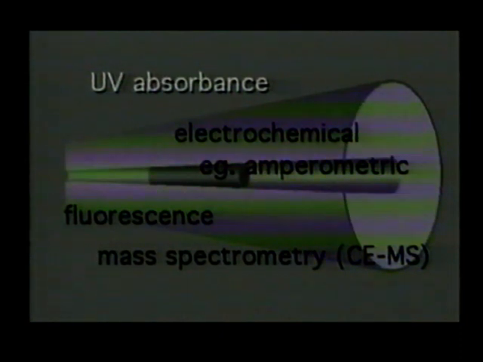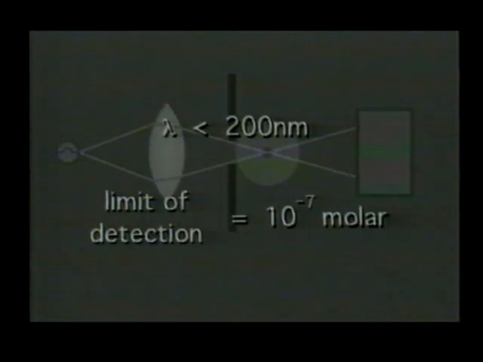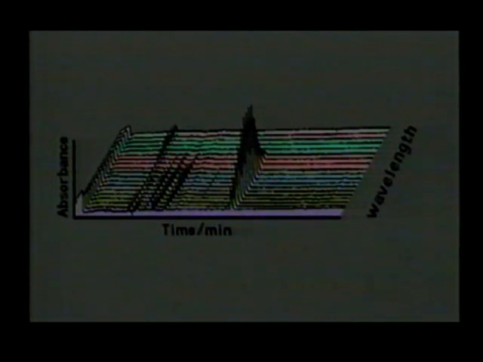Several detection methods are available to meet these demanding requirements. UV absorbance is by far the most popular method of detection, as it can be applied almost universally. Unlike HPLC, CE can operate at very low wavelengths. This enables the detection of, for example, peptide bonds below 200 nanometers. However, due to the extremely short path length across the capillary, it is only possible to detect concentrations down to 10 to the minus 7 molar.